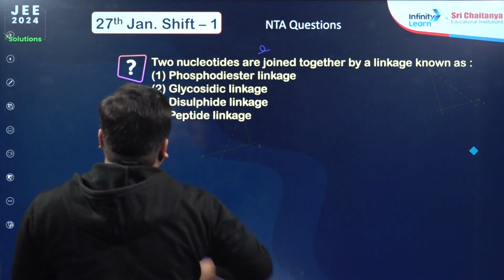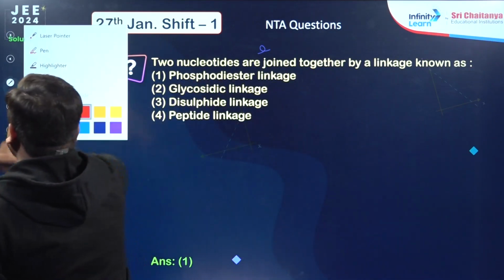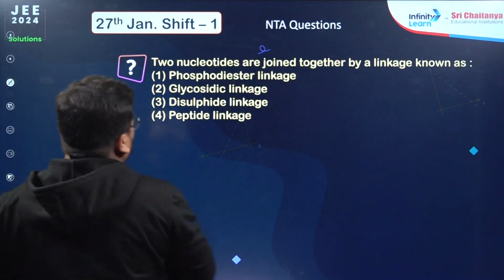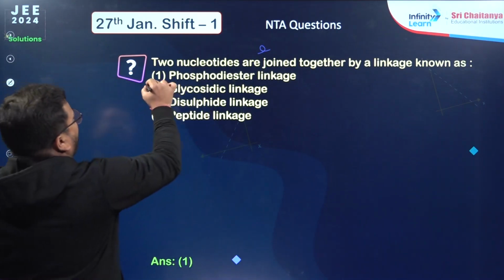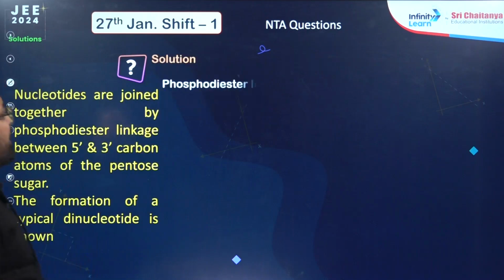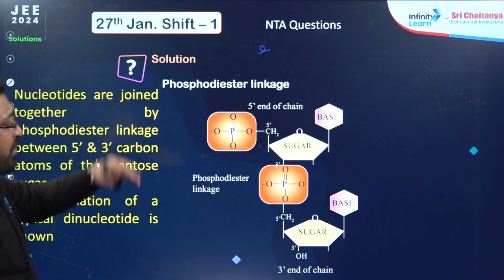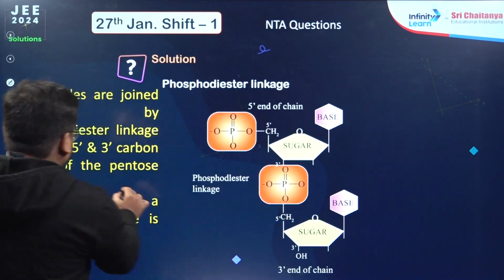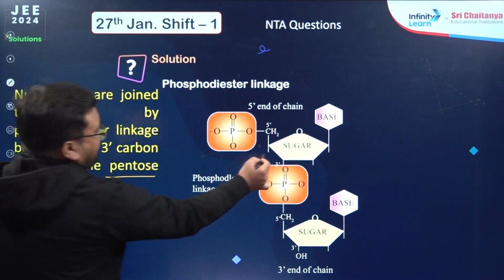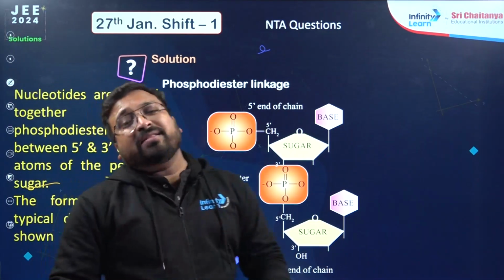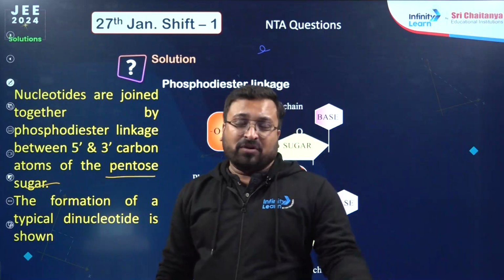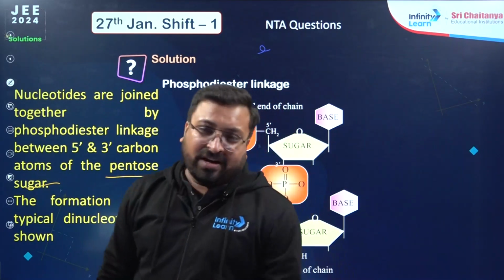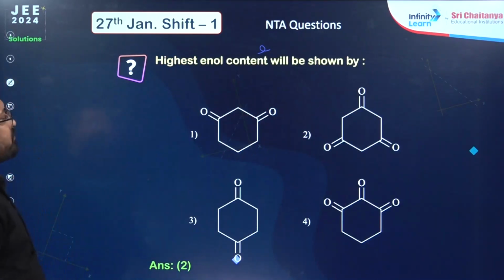Okay, and this is the first question of the first shift of the January attempt of the JEE Mains exam. So very easy question. You can find this kind of line directly in your NCERT. So this pentose sugar is connected by the C3 and C5 carbon, and this linkage is known as phosphodiester linkage. So very easy question. So move to the next question.